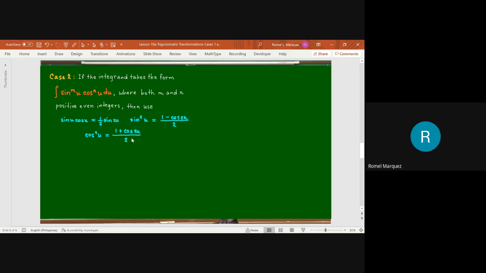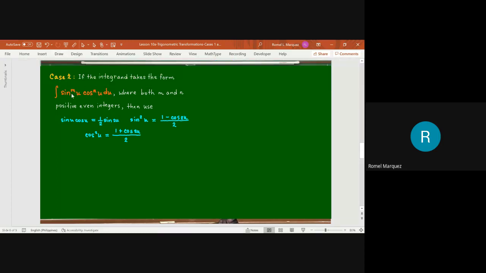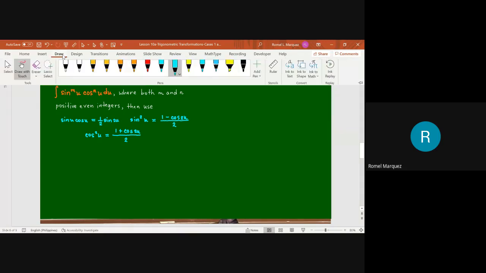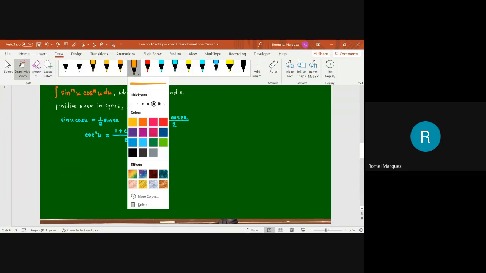Now what's the strategy of solving this case? This will be seen in the given examples. But actually, this case 2 has special cases. So my conditions here, both m and n are positive even integers. But it is possible also for n to be 0. That is not positive. So we're going to have that special case. If n is, let's say, 0, but m is positive even, we will still consider it as case 2. Okay? So we have special cases.